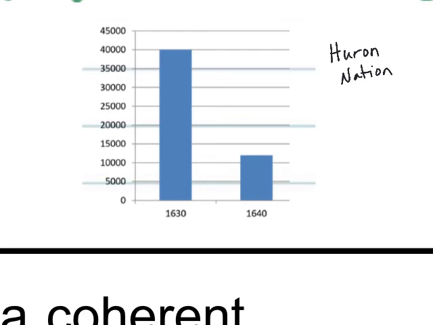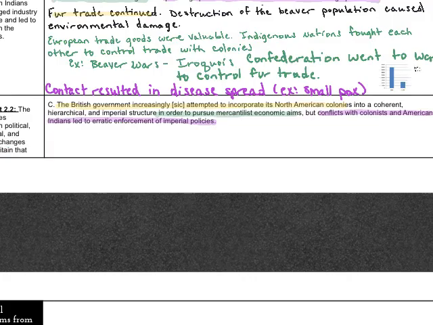And so this disease, this European contact, is going to cause huge demographic shifts. For part C, we've got the British government increasingly attempted to incorporate its North American colonies into a coherent hierarchical and imperial structure in order to pursue mercantilist economic aims, but conflicts with colonists and American Indians led to erratic, and erratic means inconsistent enforcement of imperial policies.